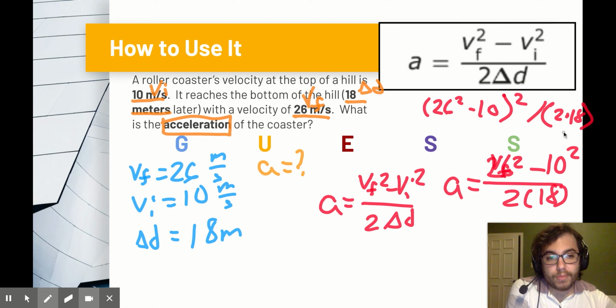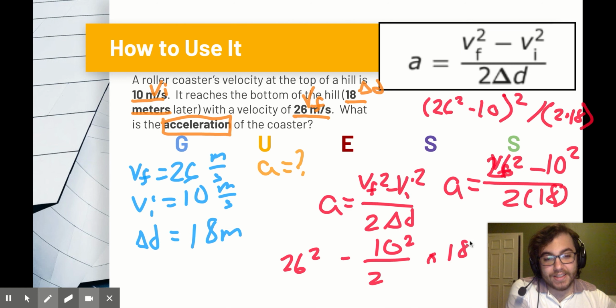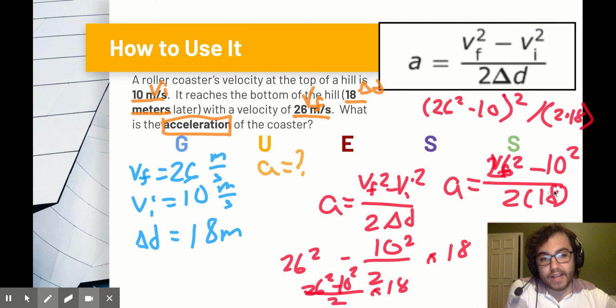Why, you're probably asking? Well, this can go wrong many ways. You could do 26 squared minus 10 squared divided by 2 times 18. This is actually something that would happen to a lot of you. Or you can have 26 squared. You get the first part right. You do everything right. You even divide by 2, but then you multiply by 18 because you accidentally forgot parentheses around the 2 and 18.